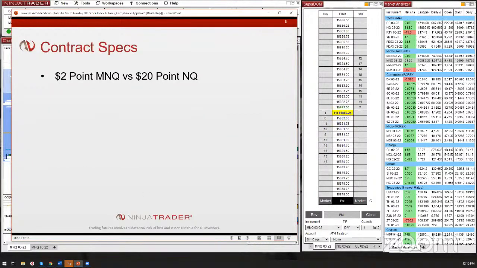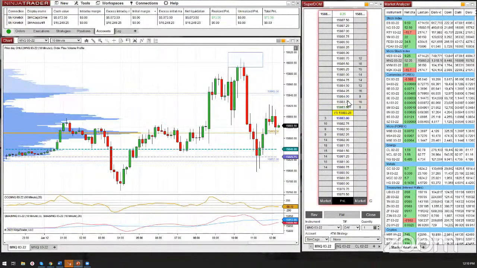So let's talk about 1/10 the size. It's a $2 point, right? It's a $2 point versus a $20 point. What do I mean by that? Well, the classic E-mini is a $20 point per contract. And the micro is simply 1/10 the size. It's a $2 point. Let's freeze the trading ladder for a second, and let's just look at the price of 15,844.00. Right. So you'll see the next increment up.